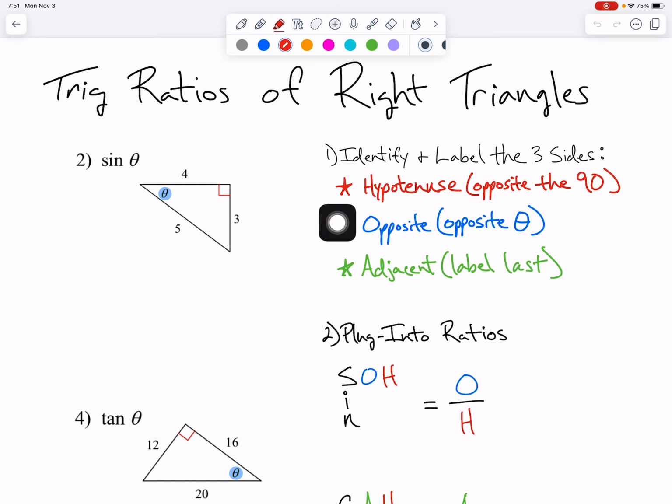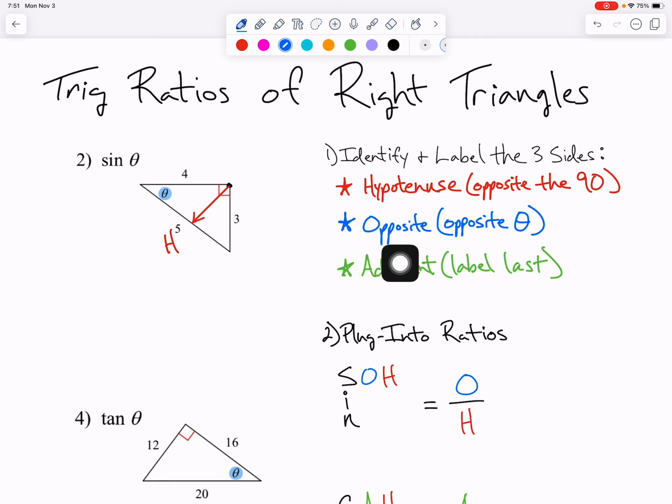The first side I am going to identify is the hypotenuse. It is opposite the 90. So I'm going to come over here and I'm like, oh, there's my 90 based on that square. I'm going to go ahead and start in that corner and I'm going to draw a line directly across. And I'm just going to go ahead and label that H for my hypotenuse.